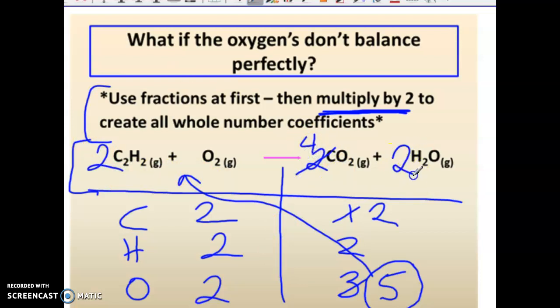This is going to become a 2. So what that now does is oxygens are 4 times 2, which is 8. Plus 2, which is 10, which means now we can put a 5 here. So anytime you have an odd number going into a diatomic molecule, usually it's going to be oxygen, you have to double up everything so you have a number that will be divisible by 2.